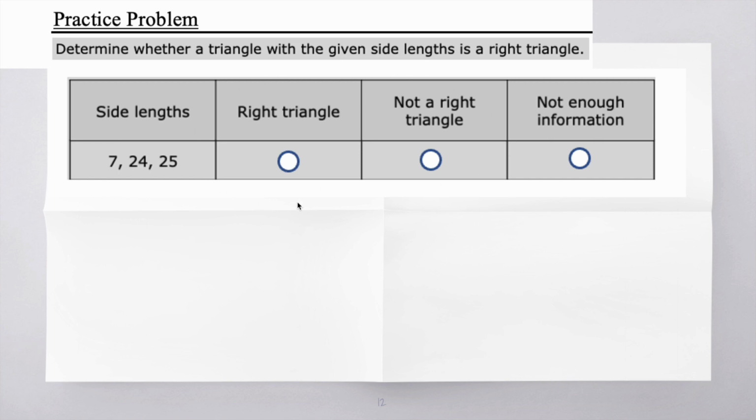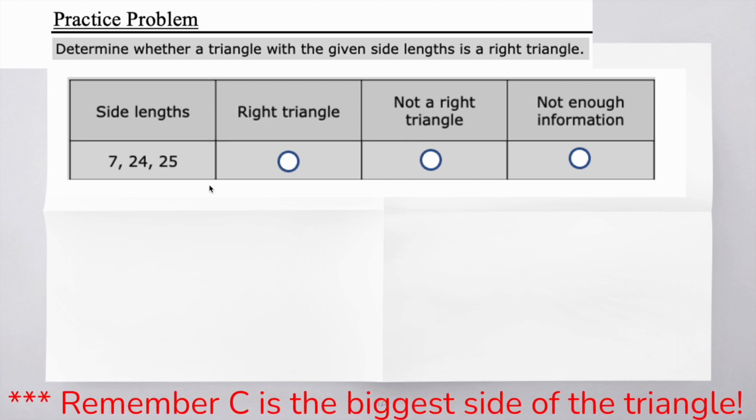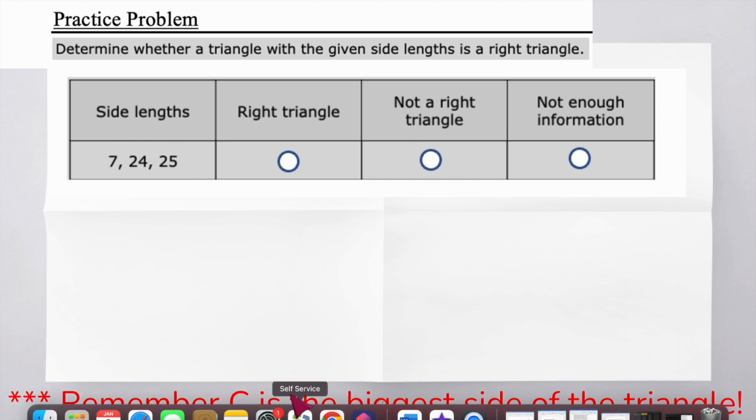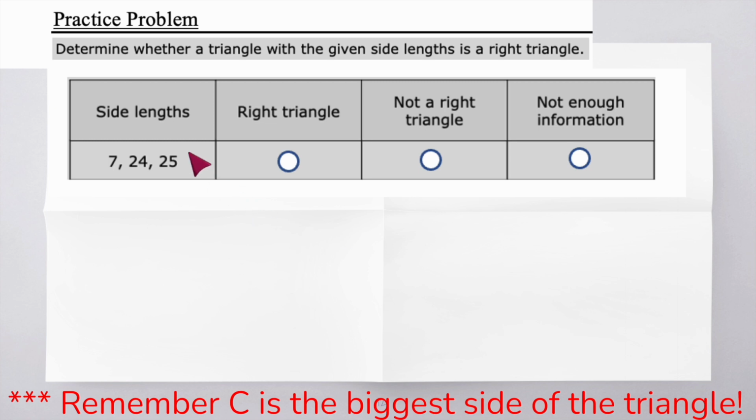The first type of example they're going to give us is just three side lengths, and we're going to determine whether or not it's right. So it's either right, not right, or there's not enough information given. As long as they give you three sides, there's enough information, so we're going to choose right or not right. Remember that c is the biggest side of the triangle, so 25 is my c. I'm trying to determine: is c squared less than, greater than, or equal to a squared plus b squared?